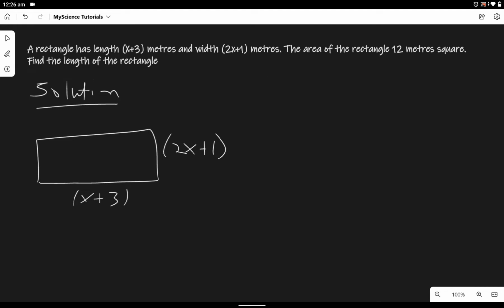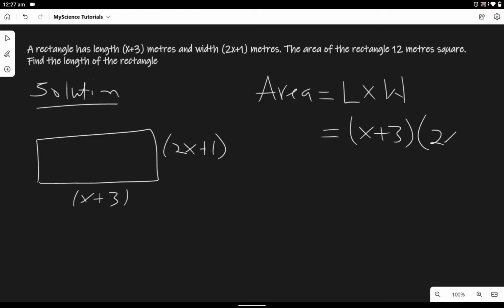Okay, so from this, we know that the area of a rectangle is the length multiplied by the width or the breadth. So which means in our case it is going to be equal to the product of x plus 3 and 2x plus 1. And then we're told that the area is equal to 12. So all we have to do is to expand the bracket and now solve for our answer.